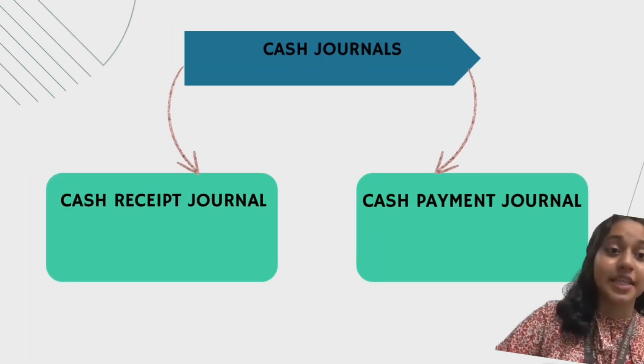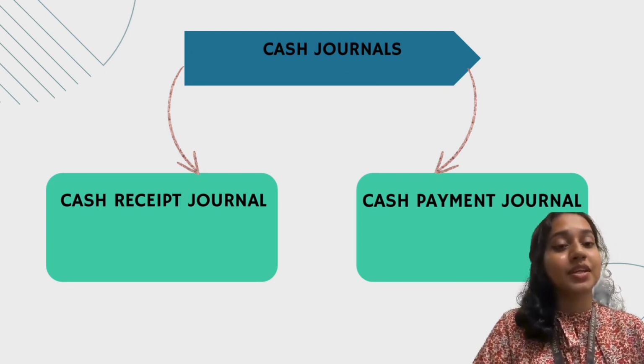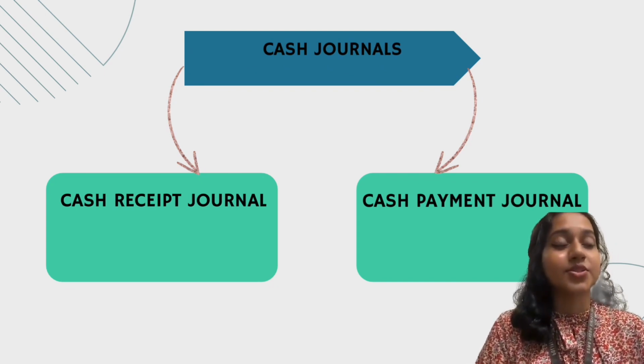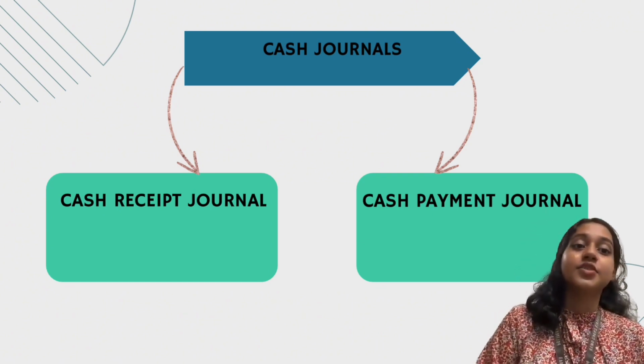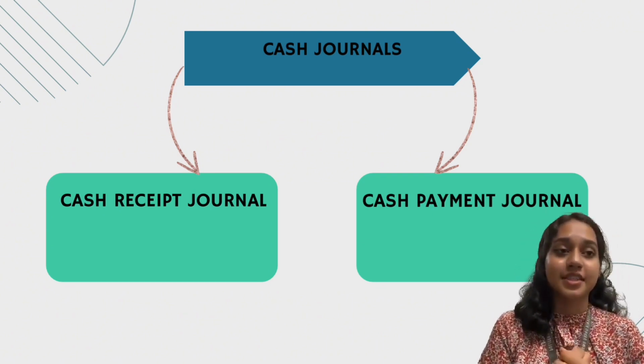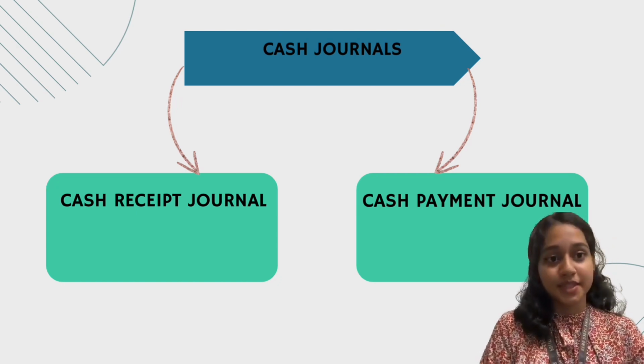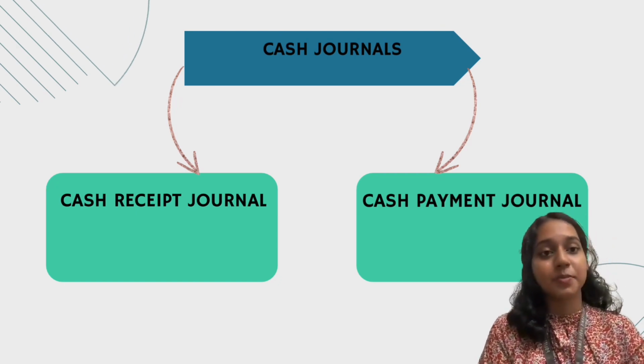My name is Turkashini. My matric number is 01 DKB23 F1007. Today I would like to present about the cash journals, and there are two types of cash journals. One is the cash receipt journal and the other one is the cash payment journal.